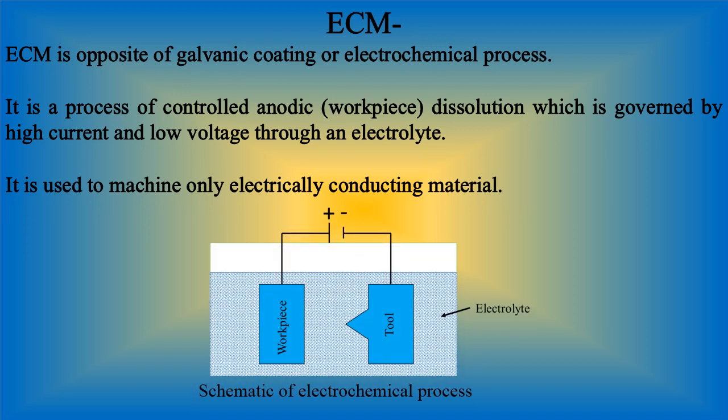This is a schematic of the electrochemical process. On the left hand side you have the workpiece, on the right hand side you have the tool. A triangle shaped tool is present, and we want a similar shape on the workpiece by removing the material with the help of this process. Both are submerged in an electrolyte. Electrolyte selection is based on the material of workpiece and tool. The workpiece is connected to the positive terminal of the power supply, whereas the tool is connected to the negative terminal of the power supply.